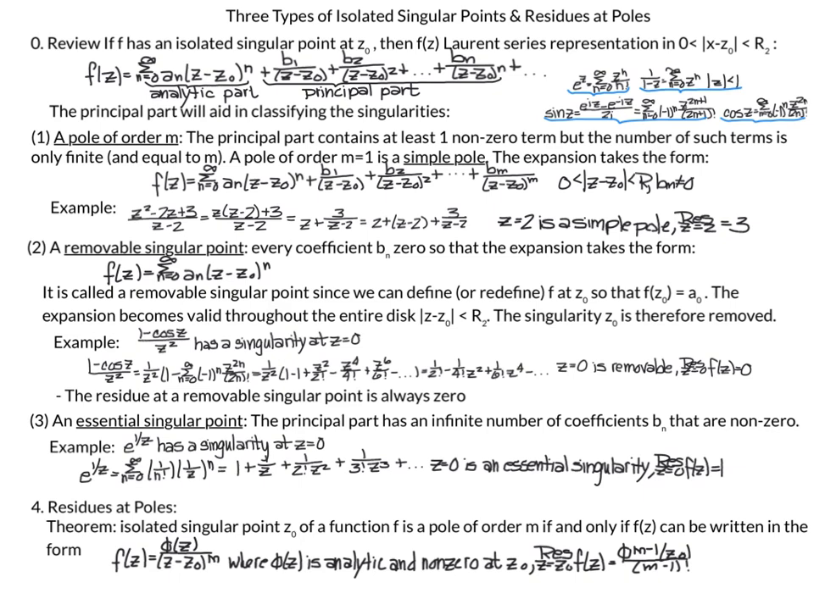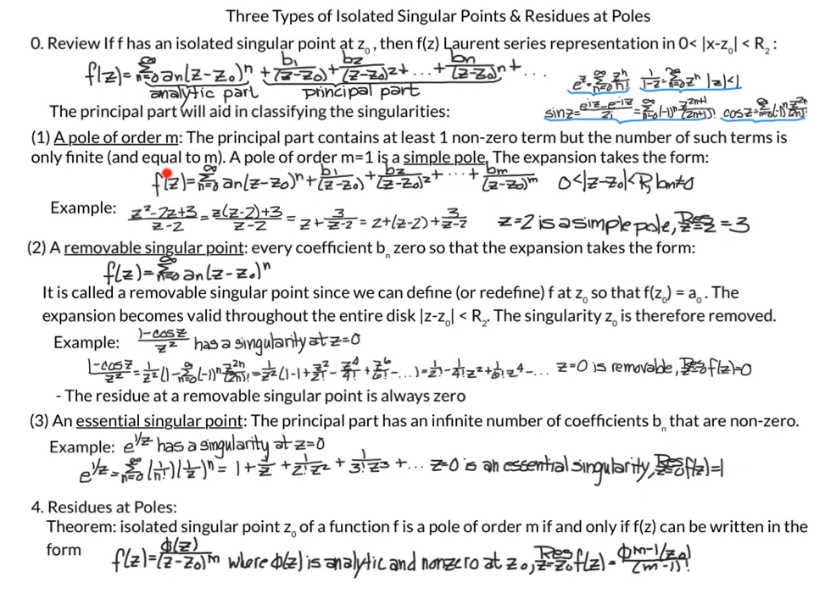We started with a review of a Laurent series. So if f has an isolated singular point at z0, then f of z has a Laurent series representation centered at z0, which looks like this, an analytic part and a principal part. We use the principal part to classify our singular points. So we have a pole of order m when the principal part contains at least one non-zero term, but the number of terms is finite, and if it's equal to m.